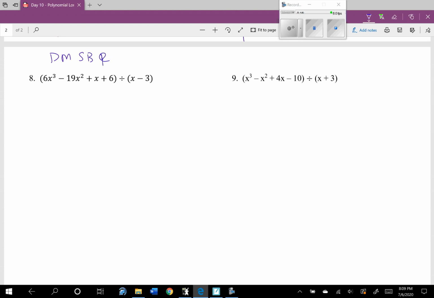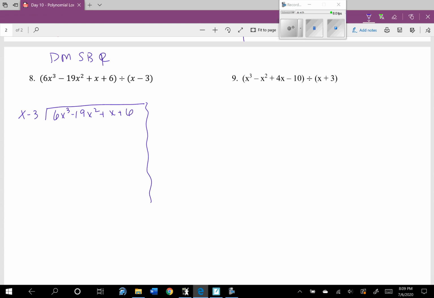So first things first, we're going to go ahead and set up our equation, x minus 3. And then underneath we have to make sure this is in standard form. So 6x cubed, cubic term, quadratic, linear, constant. So we're not missing any zero placeholders. We can go ahead and write that in. So 6x cubed minus 19x squared plus x plus 6. And then let's go ahead and do our work off to the side here.